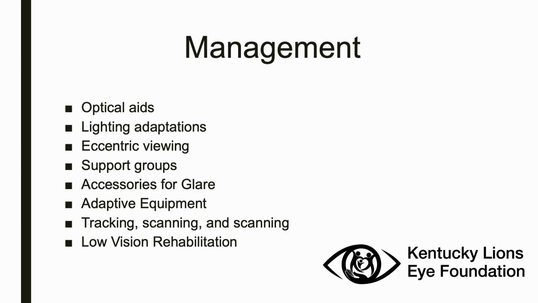For non-medical management, the following can assist those in everyday life to adjust to their vision loss: the use of optical aids such as magnifiers and glasses, lighting adaptations, learning eccentric viewing techniques for increased performance when reading with a scotoma, utilizing support groups, avoiding glare with sunglasses, using adaptive equipment that utilizes tactile and auditory senses for completing everyday tasks, visual skills of tracking, scanning, and tracing, as well as learning non-visual aids and skills depending on the severity and progression of the disease with assistance from low vision rehabilitation.